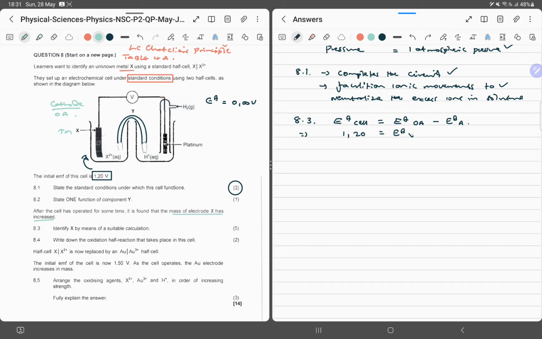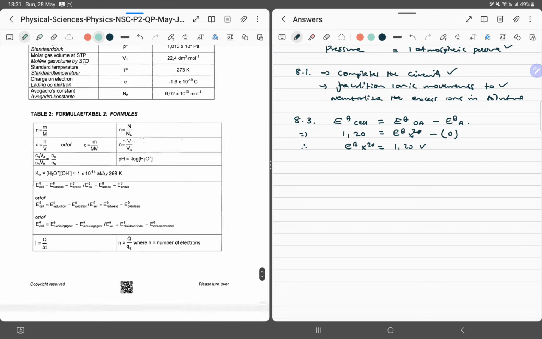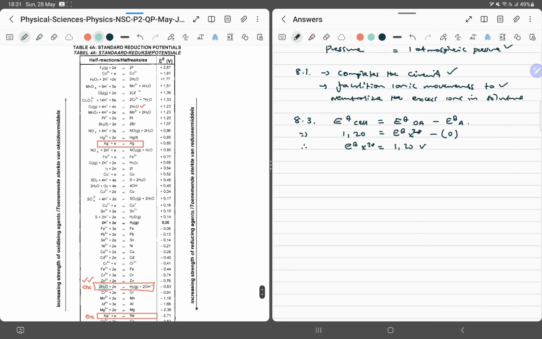Okay, great. So this implies that 1,20 is equal to this E cell of X, and the X here is plus, right? Is the positive ion. They said it's a 2 plus, okay? Minus, this one is 0, by the way, so there's nothing. So essentially, we know that the E cell of those 2 plus ions is 1,20 volts. Then we go and look for it using table 4a. And then we will see that, okay, there the plus 1,20, so there it is. It is platinum.